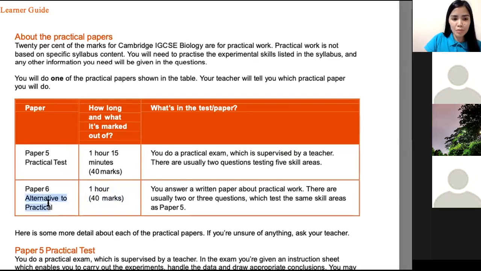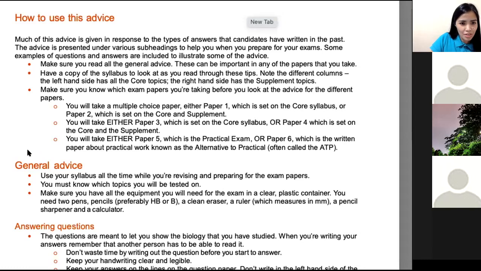This is the alternative to practical. It is a written paper about practical work. So paper 6 is like, again, your workbook exercises. You will be tested on mathematical skills, scientific skills, and investigative skills.